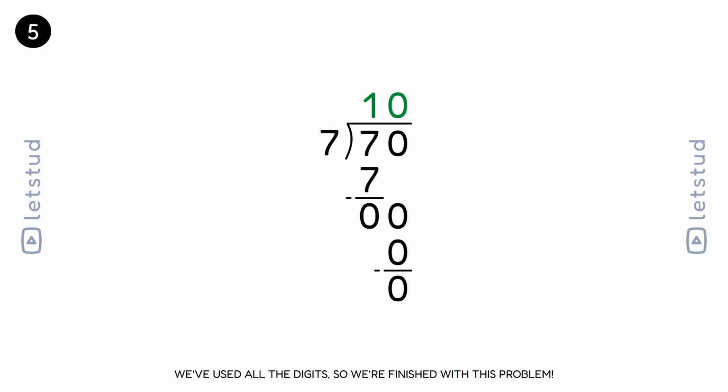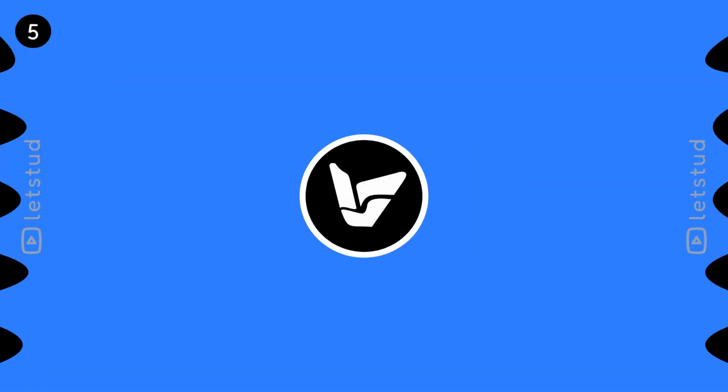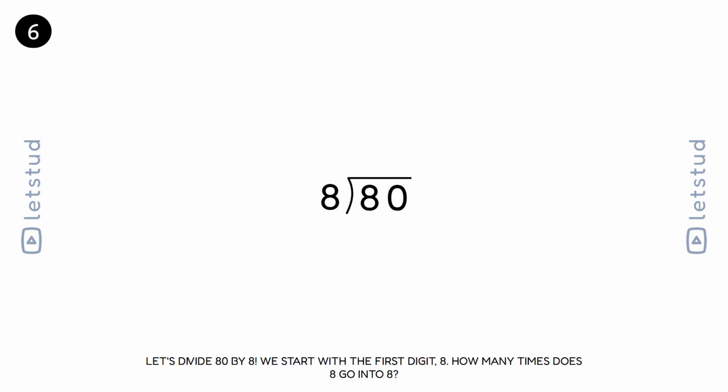We've used all the digits, so we're finished with this problem. Hooray, you've successfully divided 70 by 7. Amazing, let's keep practicing division. Ready for the next one? Let's divide 80 by 8.